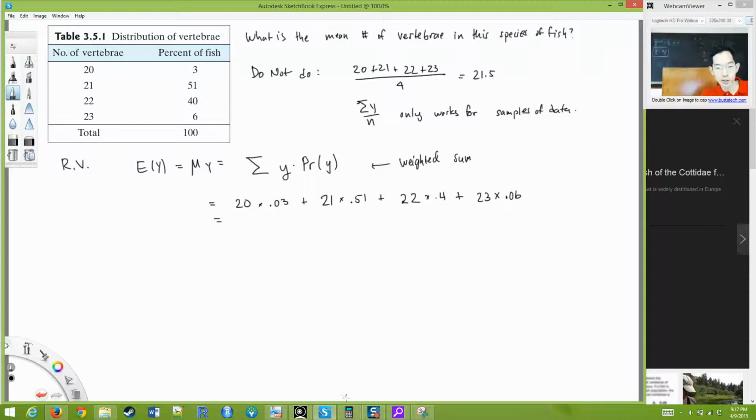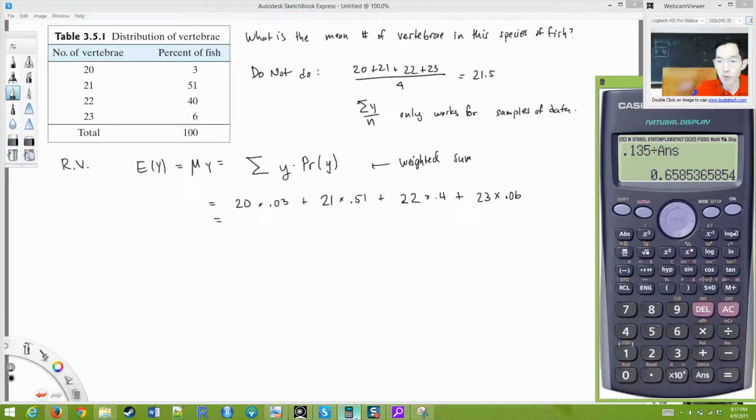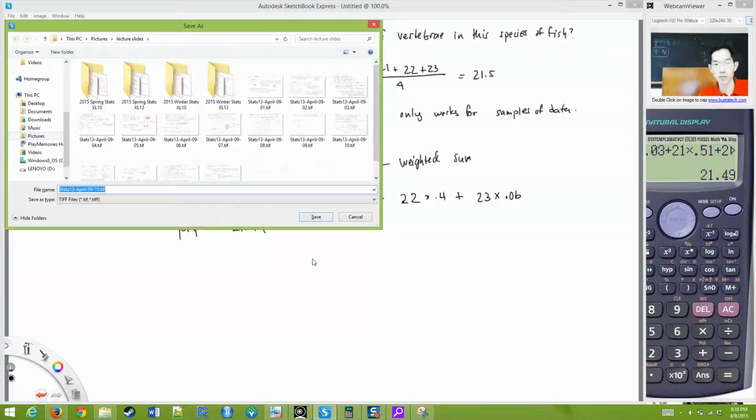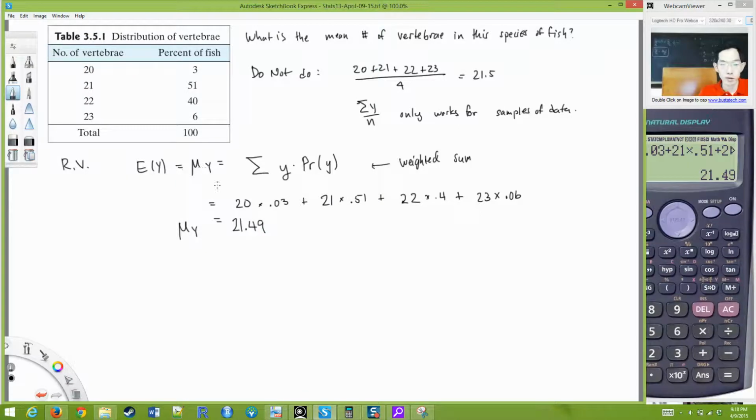If we go through this, coincidentally it ends up very close to 21.5, but it's not exactly the same. Let me show you. 20 times 0.03 plus 21 times 0.51 plus 22 times 0.4 plus 23 times 0.06. And I get 21.49. It's just a coincidence that this value is very close to this, but they are different, and you cannot expect that doing this will give you something very close to the real thing. That happened to be the case with our data, but not always. So this is our expected value, or mean, of this random variable y. This is the formula you need to know for that.